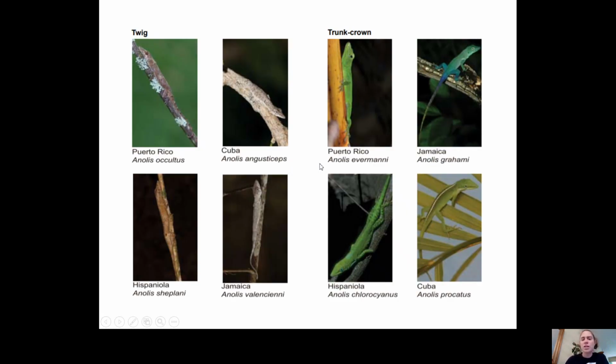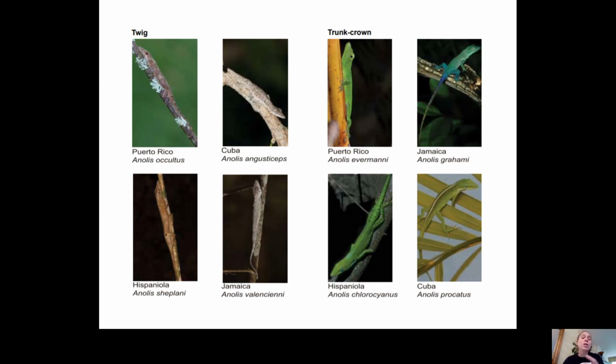Like if we're looking at these lizards, are these 2 trunk crown lizards more closely related because they're both trunk crown, or are these 2 lizards, the Anolis occultus here and Anolis evermanni, more closely related because they are both from Puerto Rico? And one thing to keep in mind, and you can see this because they're all Anolis, right? These are all lizards that are very closely related. They are more closely related than a different kind of lizard, say a gecko, for example.